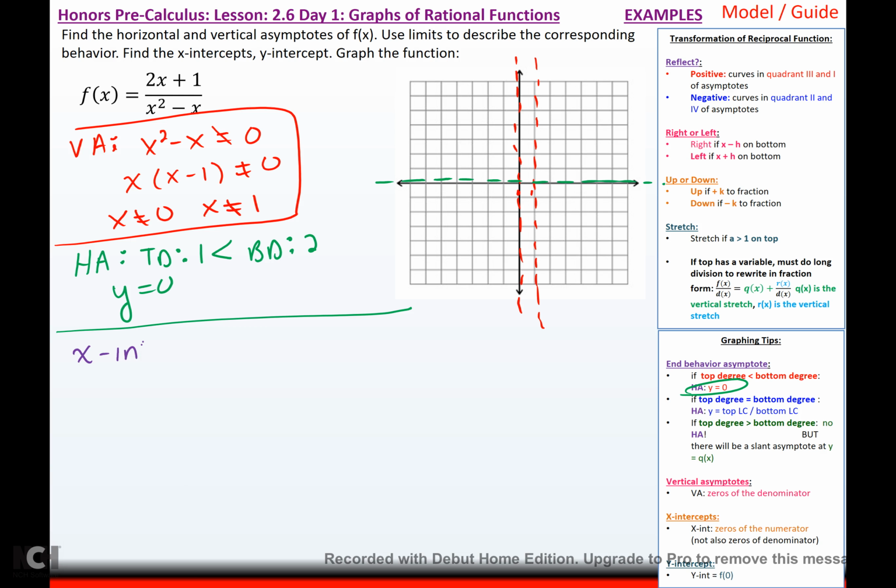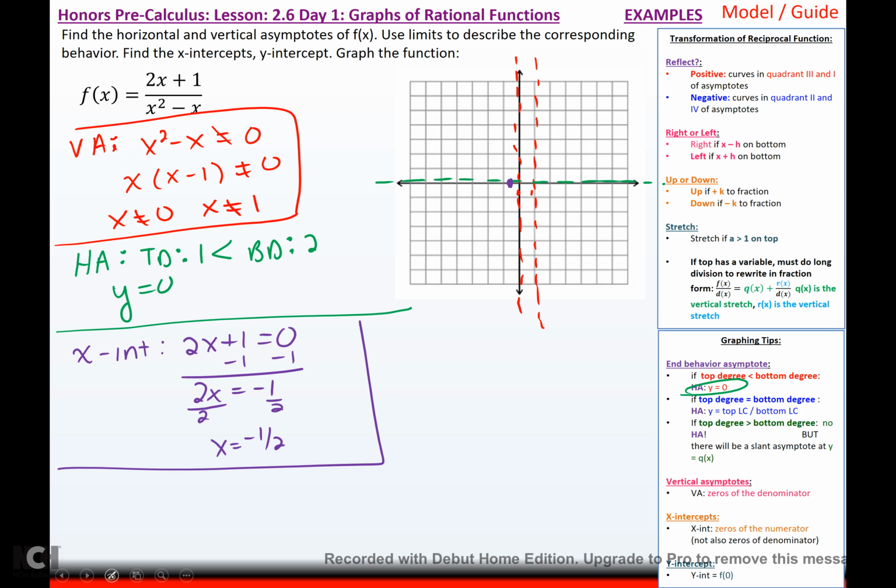To get my x-intercepts, I set my numerator equal to 0 and solve it. Minus 1, minus 1. 2x equals negative 1. Divide by 2, divide by 2. x equals negative 1/2. So it's going to cross the x-axis at negative 1/2.